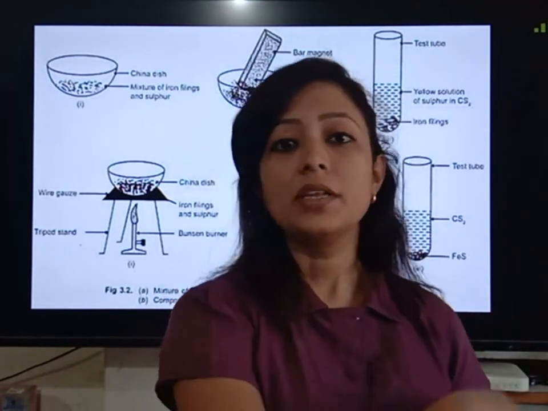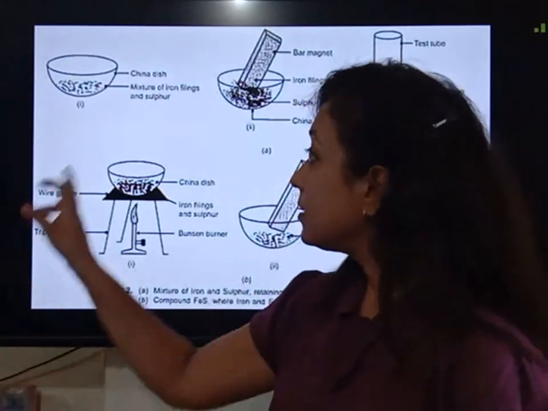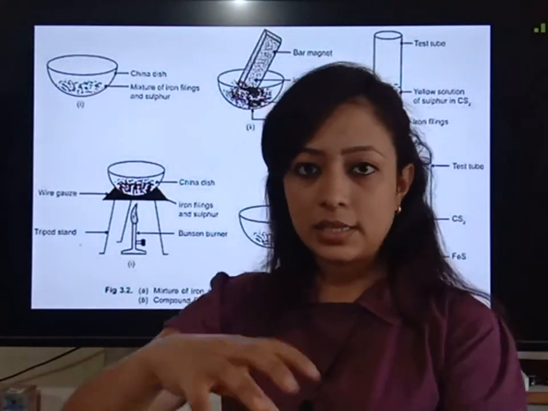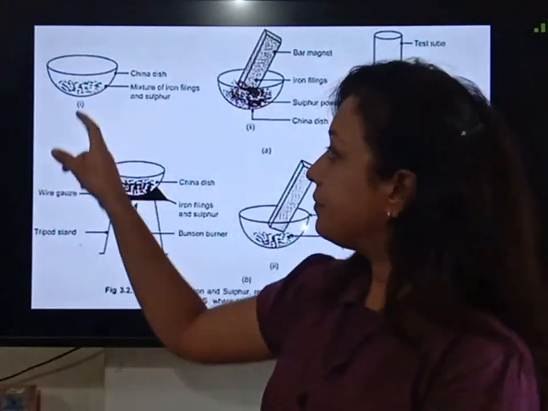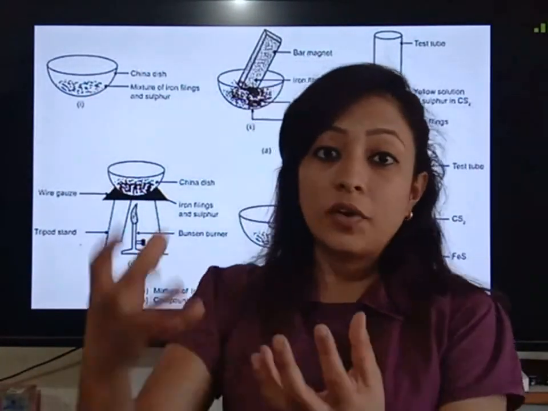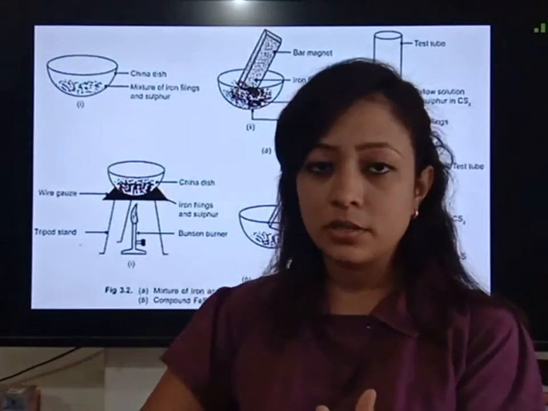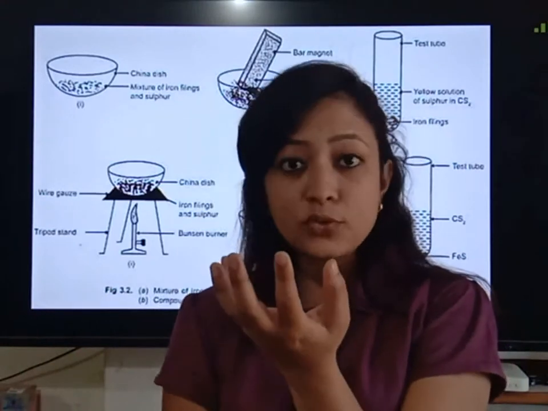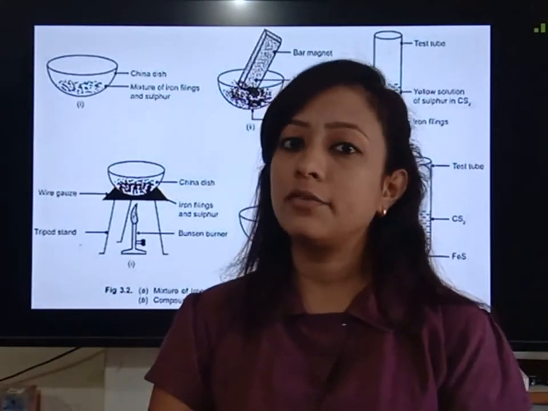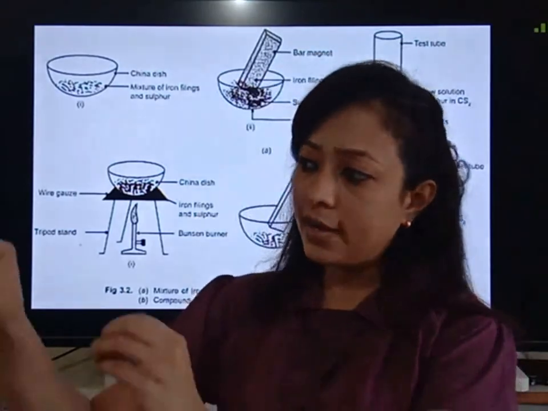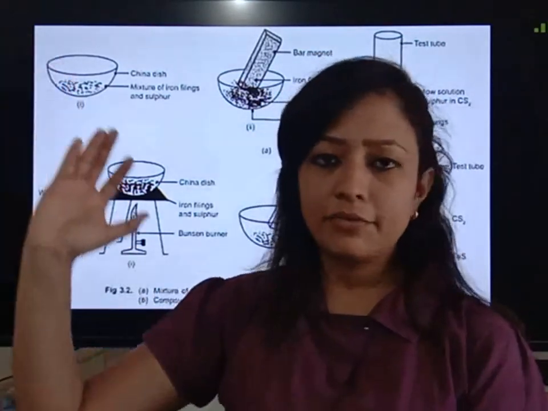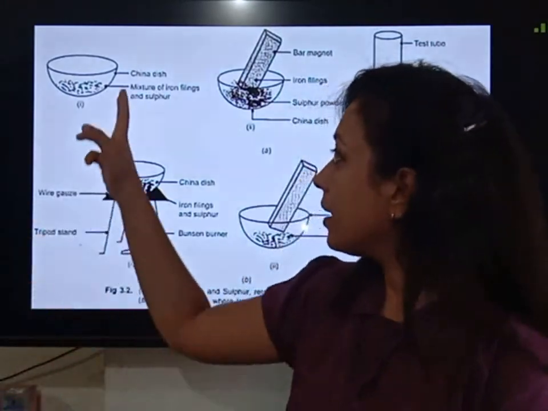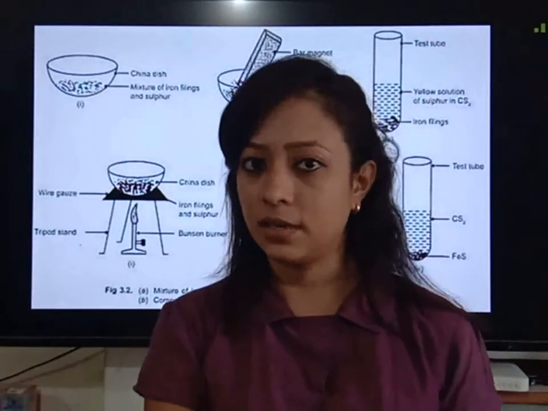So once we add carbon disulfide into this mixture, what will happen? The sulfur gets dissolved and the iron filings will remain undissolved. So when we filter this mixture, what will happen? The iron will remain on the filter paper and the filtrate contains dissolved sulfur in the carbon disulfide. When we evaporate that mixture, the carbon disulfide evaporates out and the sulfur will remain behind. In this way, again, we can separate iron filings from sulfur powder.